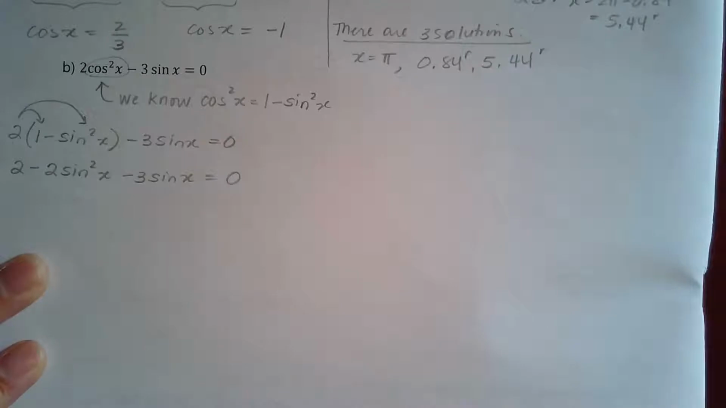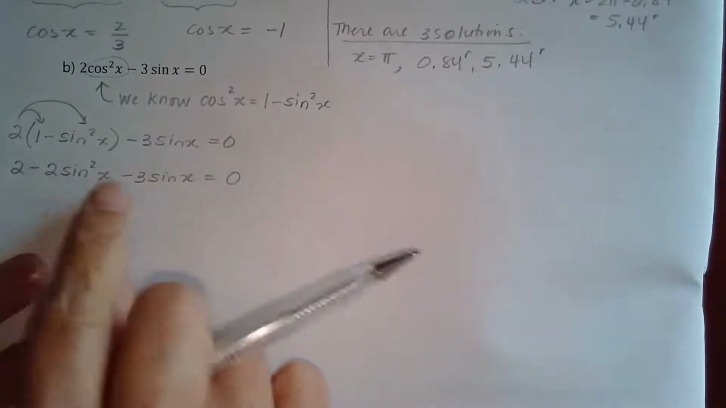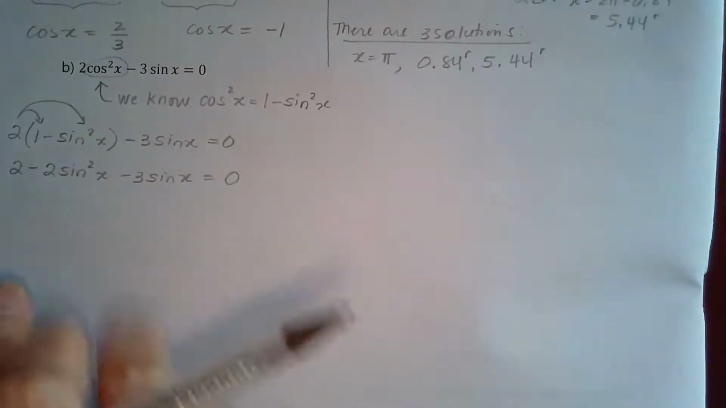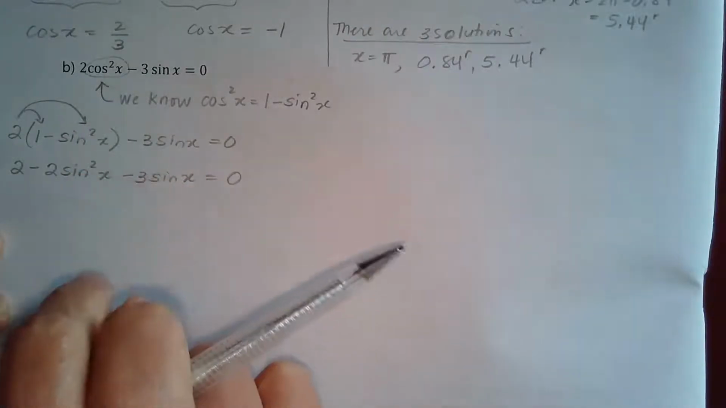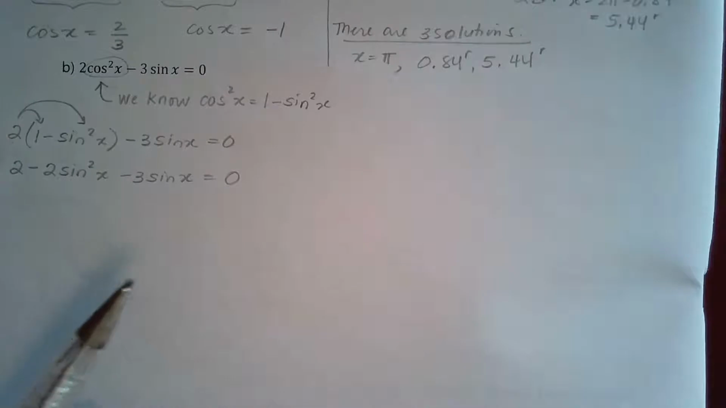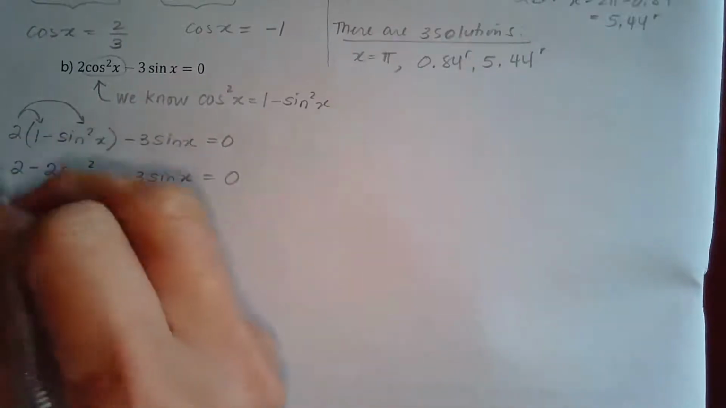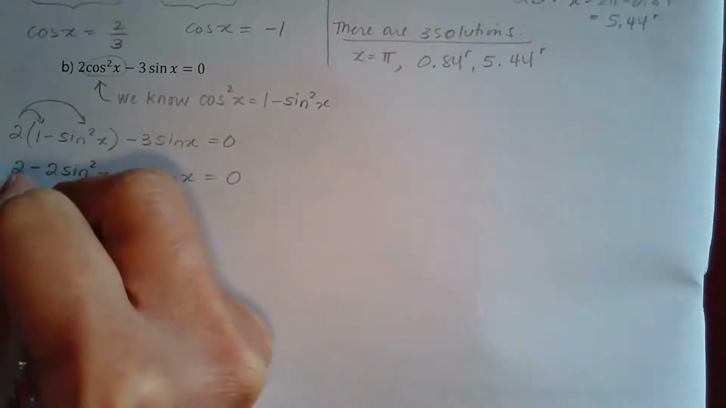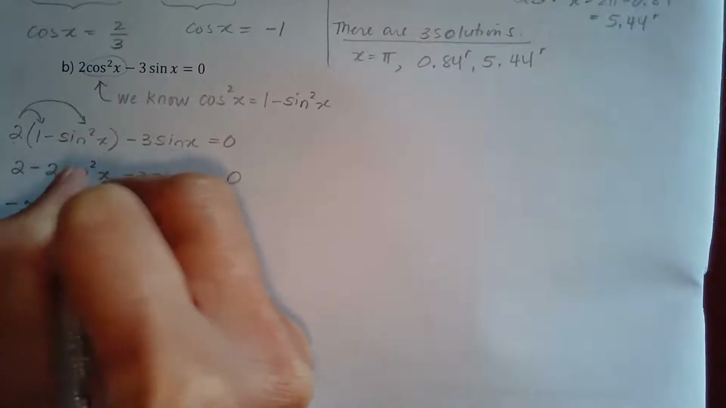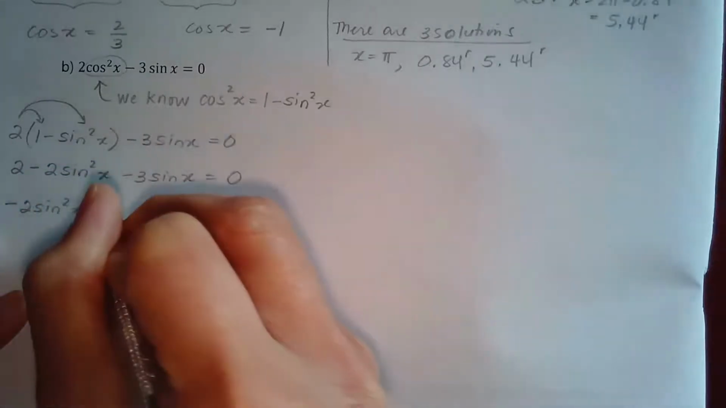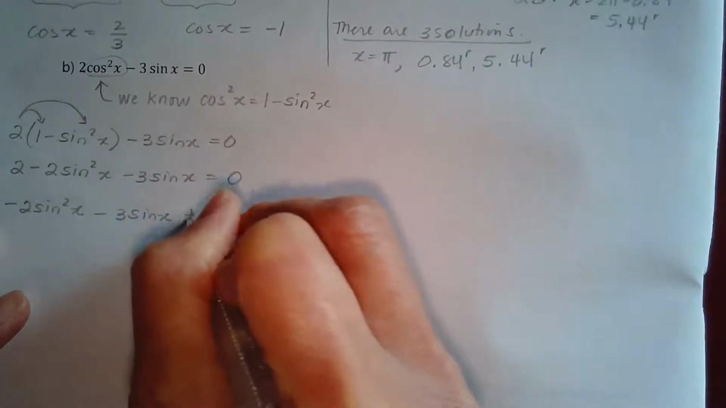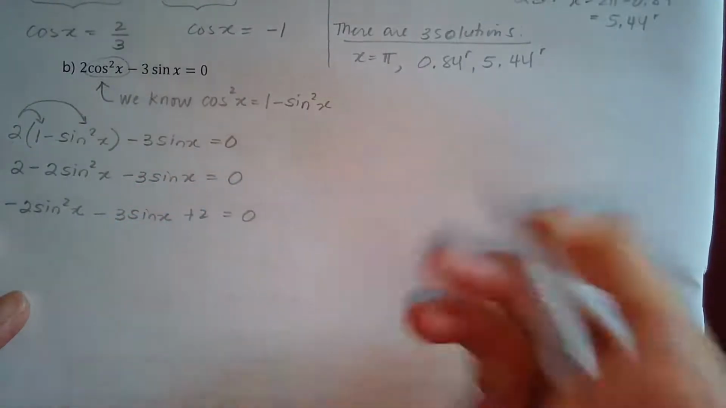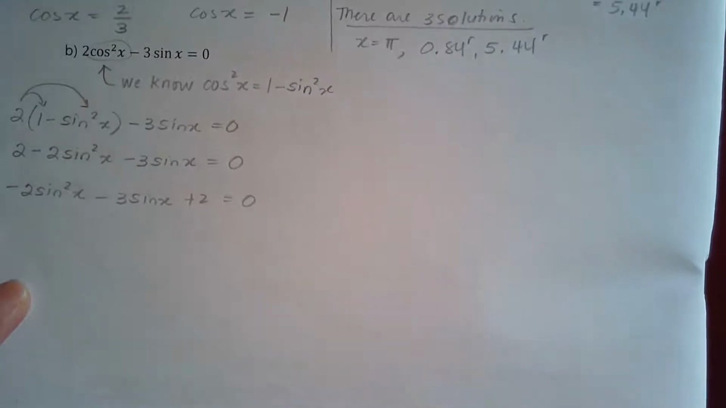What can we do next? Well, let's see if we can put it in order so that it's kind of looking like a trinomial equation. So let's put this in order. It's going to be negative 2 sine squared of x minus 3 sine of x, and then plus 2 equals 0. Okay, great. So what do we do next?